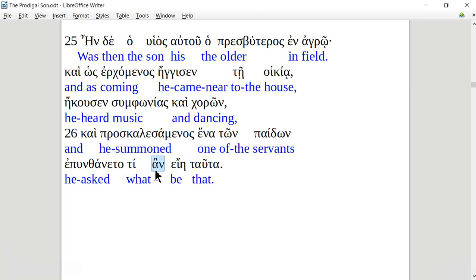So the "an" I have no translation for here. Often working with "ti", we would translate it in English as whatever, but not here. We just leave it untranslated here. And asked him what was going on. That's what we'd say. What was going on?